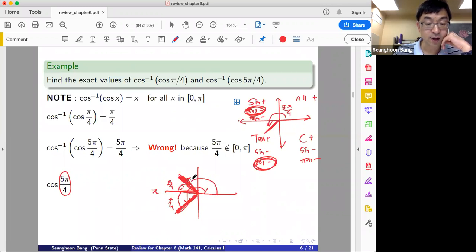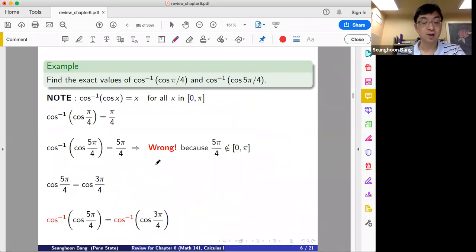From the positive x-axis, we have 3 pi over 4. So what does it mean? Cosine 5 pi over 4 is exactly the same as cosine 3 pi over 4. You have to replace this angle like this. So next, take inverse cosine. The 3 pi over 4 is, yes, in the domain. You have to cancel, and the answer is 3 pi over 4. This is the final answer.